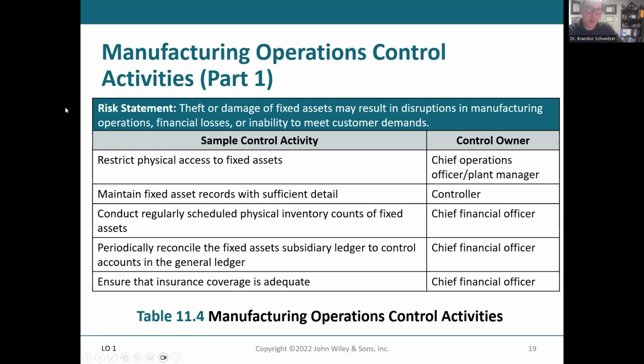So what are the risks associated with manufacturing operations control activities? It's theft or damage. Absolutely. How do we mitigate theft or damage? Restrict physical access, maintain sufficient records, conduct scheduled physical inventory counts. We usually do that once or twice a year, depending. Periodically reconcile fixed assets, subsidiary ledgers, through adjusting entries, and ensure that we have enough insurance coverage.